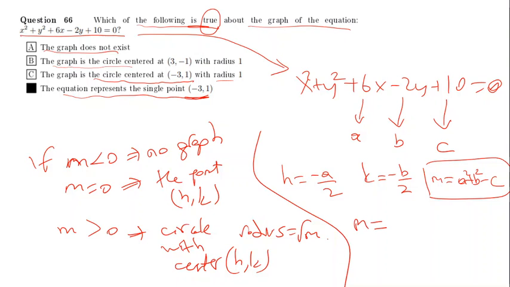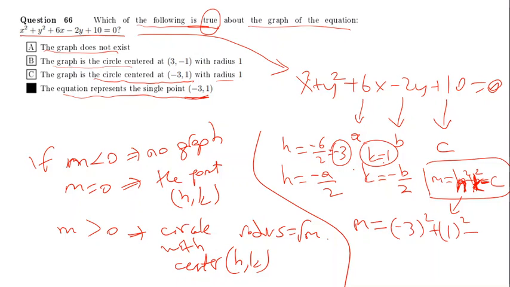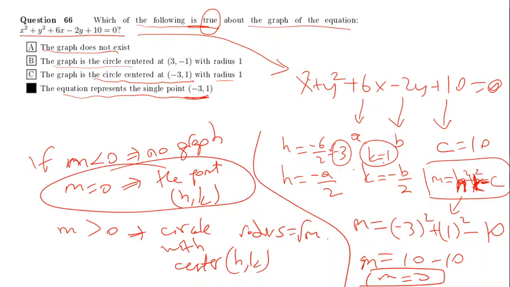So we better start with M. M is h squared plus k squared minus c. What is h? Minus 6 over 2, which is minus 3, and what is k? K is 1. So you got negative 3 squared plus 1 squared minus c, c is 10 here. So you got 10 minus 10, M is equal to 0. So if M is equal to 0, it represents just a single point, and this single point will be hk. So h is minus 3 and k is 1, so it represents the point negative 3, 1.